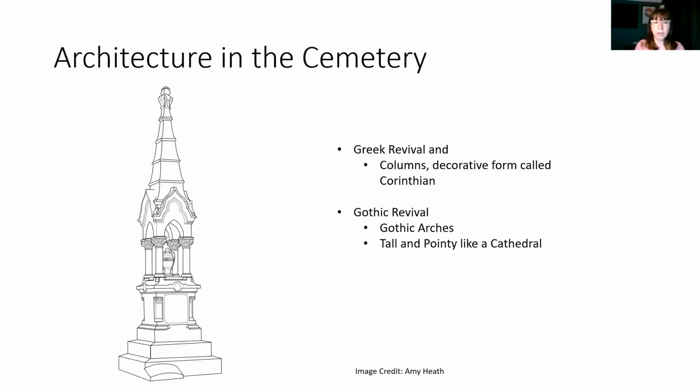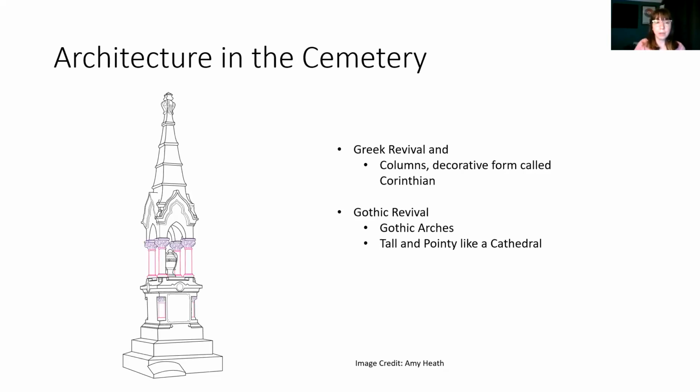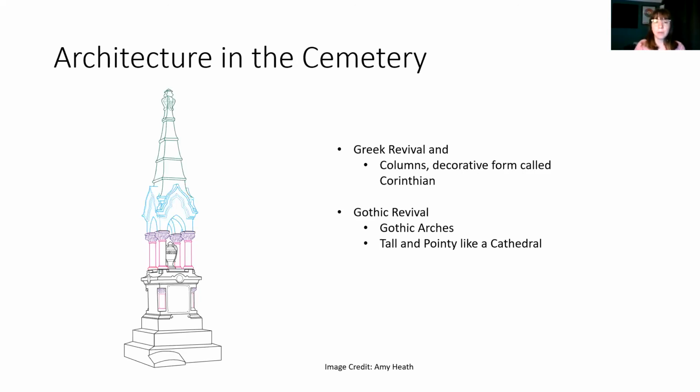Our next tombstone we'll look at is pretty interesting because not only does it use Greek revival imagery, but it also is an example of the Gothic revival as well. It has the pink columns that you would see in a Greek revival piece, and it also shows a different type of column topper called Corinthian, and it's more ornate and decorative. The Gothic revival sections of this headstone can be seen in blue as an example of different types of arches, and the green roof is an example of a very tall and pointy roof that you would see in a cathedral.